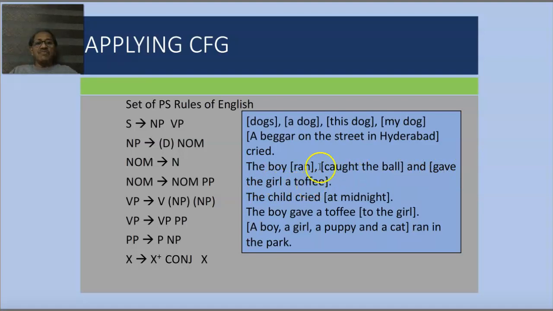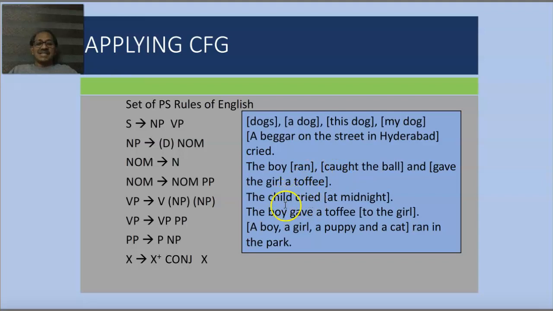So, to account for three different kinds of verb phrases, we write a rule like this. A verb phrase consists of a verb, a noun phrase, which is optional, and another noun phrase, which can also be optional. That means when both noun phrases are not there, it represents ran. When there is only one noun phrase, it represents caught the ball. When there are two noun phrases, the rule represents gave the girl a toffee.